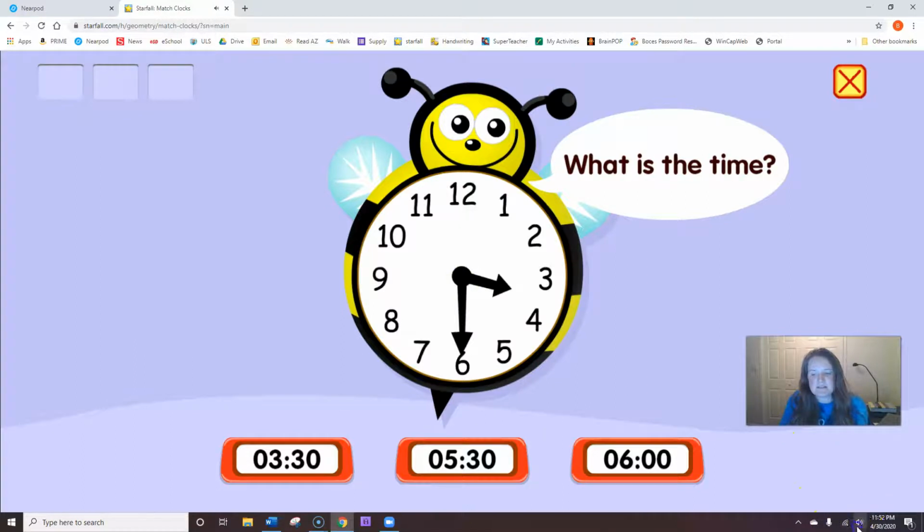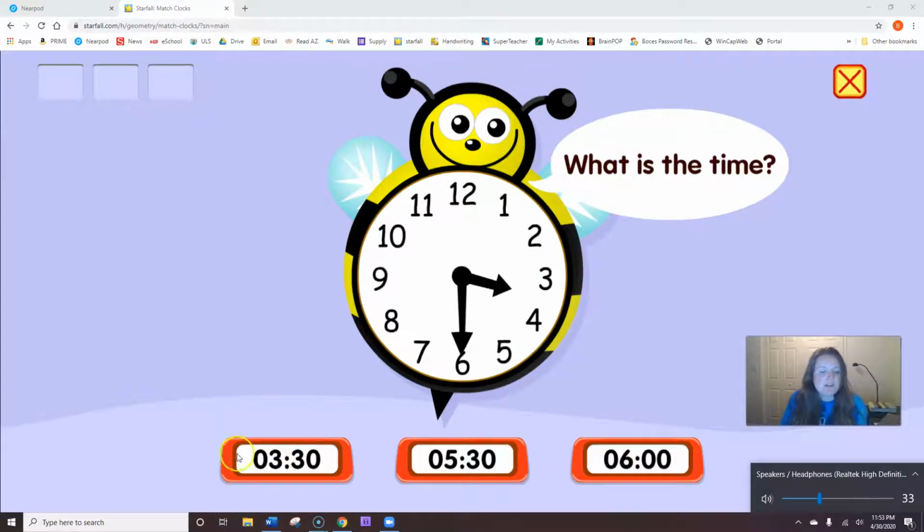The little hand is right here between the 3 and the 4. It did not cross the finish line for 4, so it's still 3. It's 3 something. So 3:30 it could be. 5:30, no. It's 3 something. 6, no. So 3:30 is the only choice that makes sense.